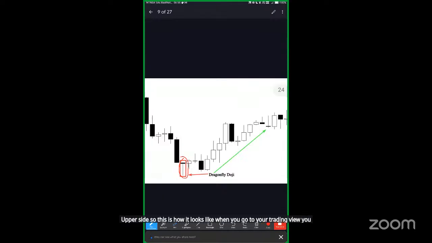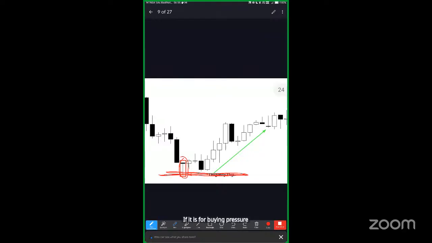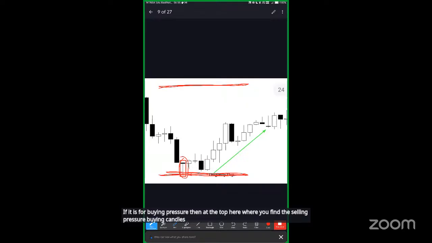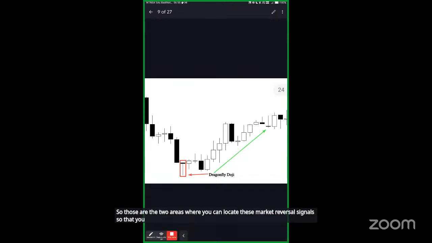You're going to see the dragonfly doji, but I want you to focus on the locations of these market reversal signals. It's either at the bottom, if it is for buying pressure, or at the top here, where you find selling pressure candles. You need to know these two locations. At the bottom is for buyers. At the top here is for sellers. So those are the two areas where you can locate these market reversal signals so that you are able to see which is the direction of the market.